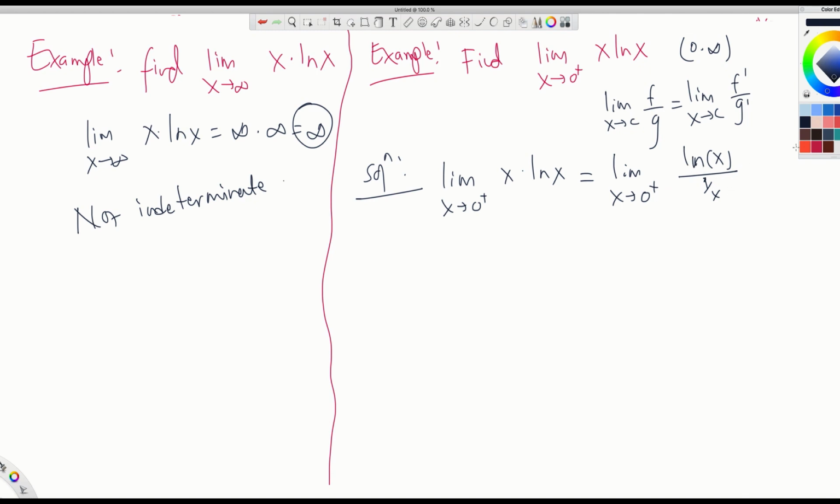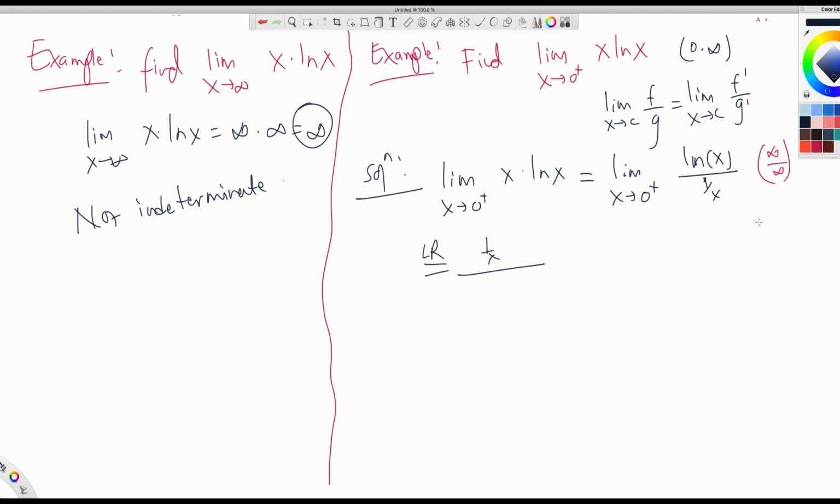Now if you plug in the limit, what form do you get? It is infinity over infinity form. You see that? Because 1 over 0 is infinity, and natural log of 0 is infinity. So here you can use L'Hopital's rule. Let me write that down. So that can be written using L'Hopital's rule. I'm using that. Find the derivative of the top, which is 1 over x.